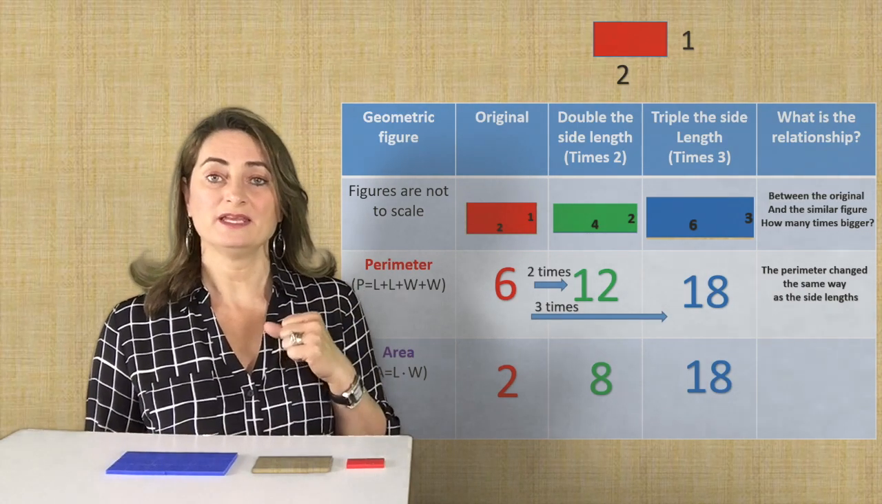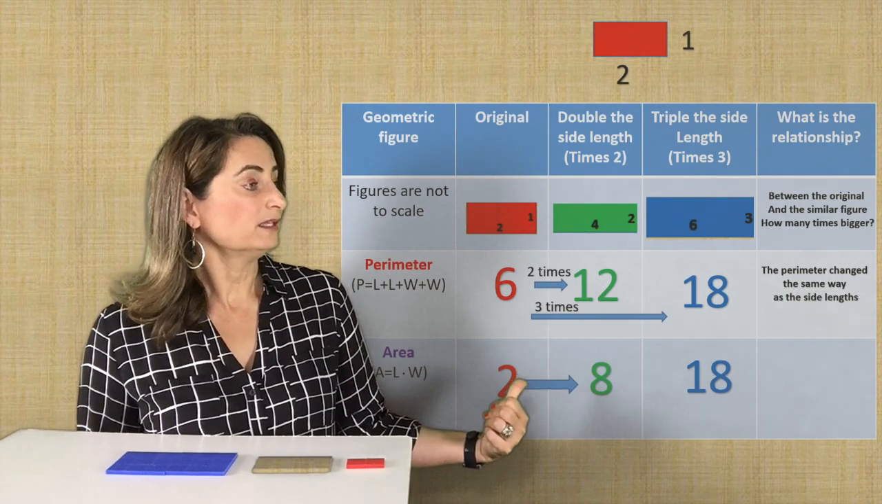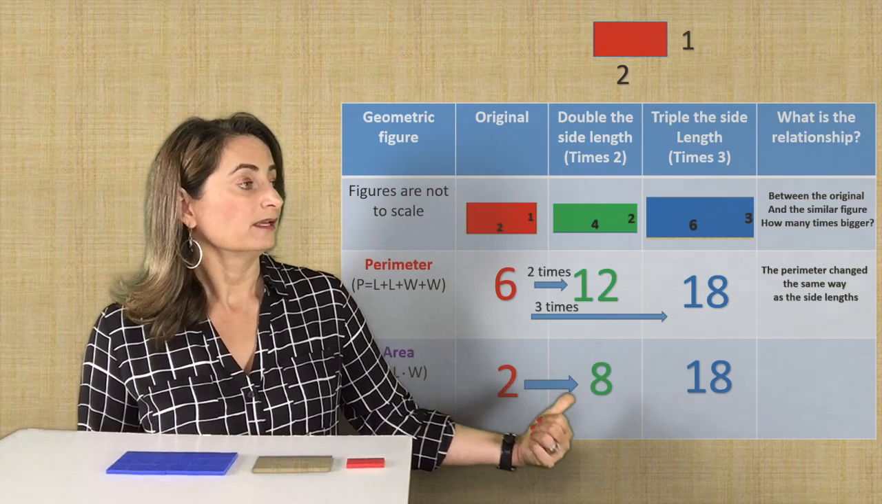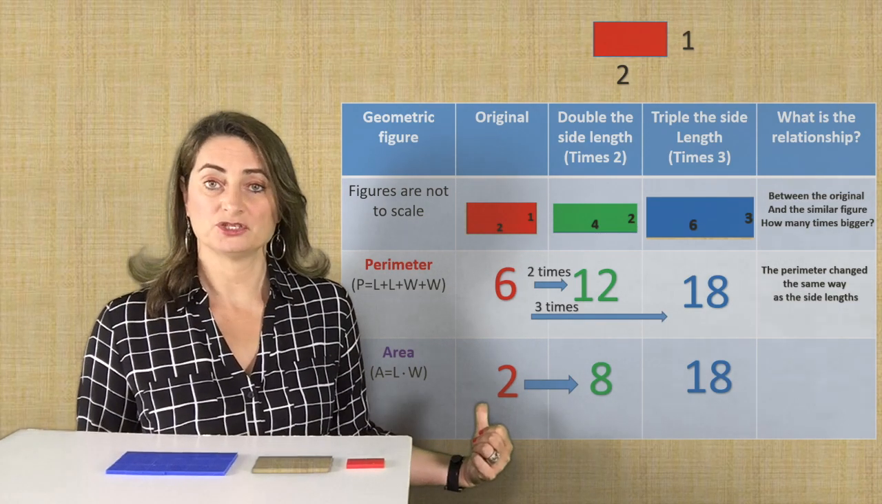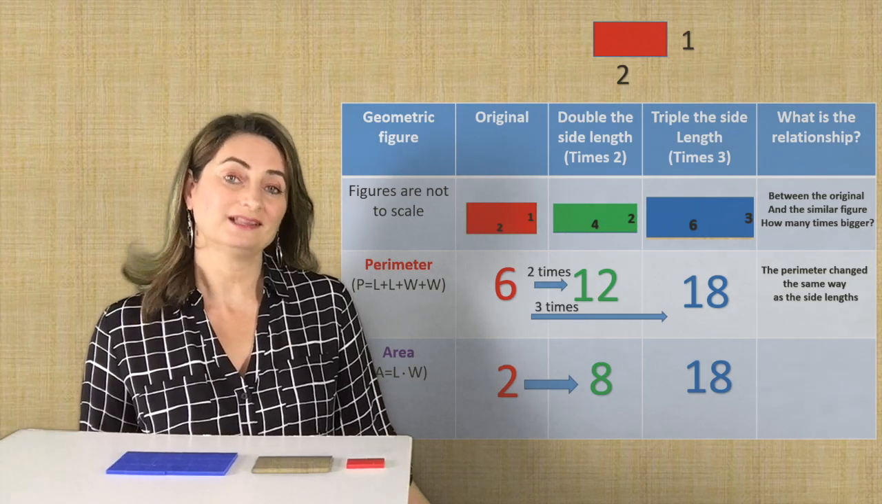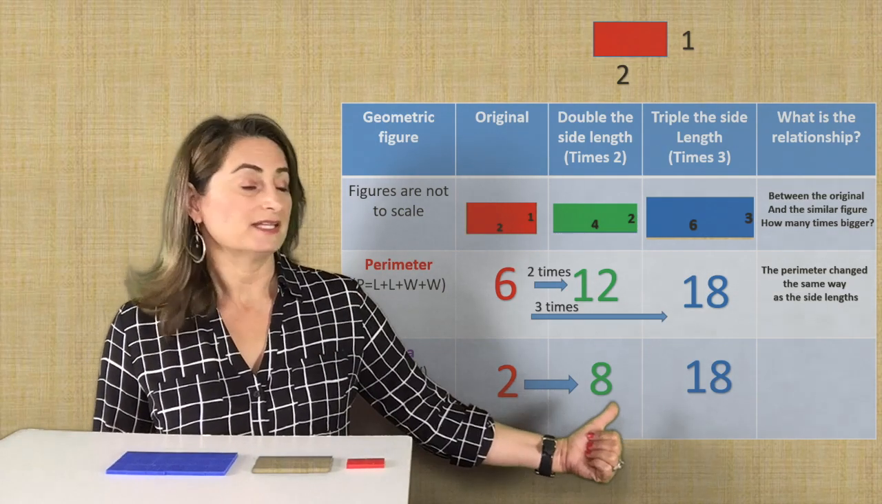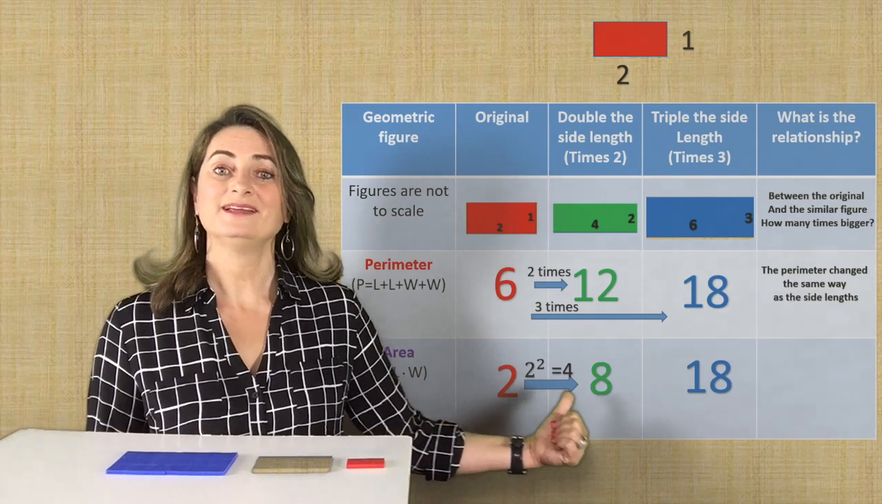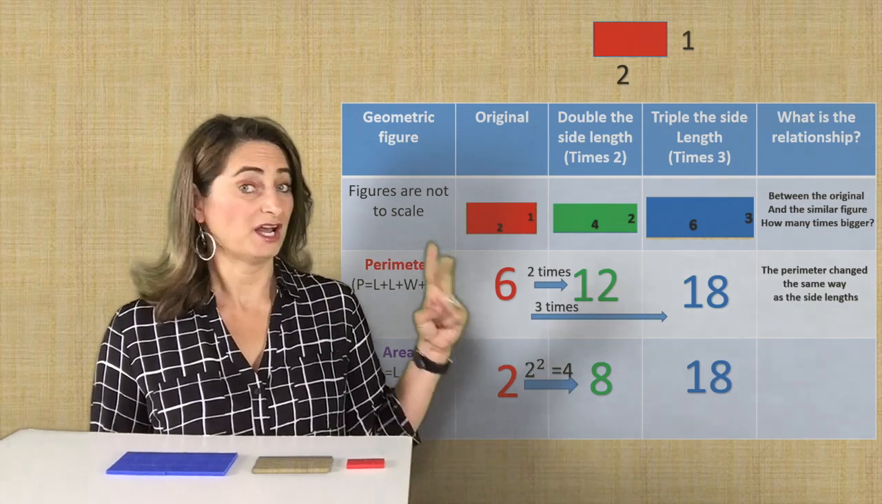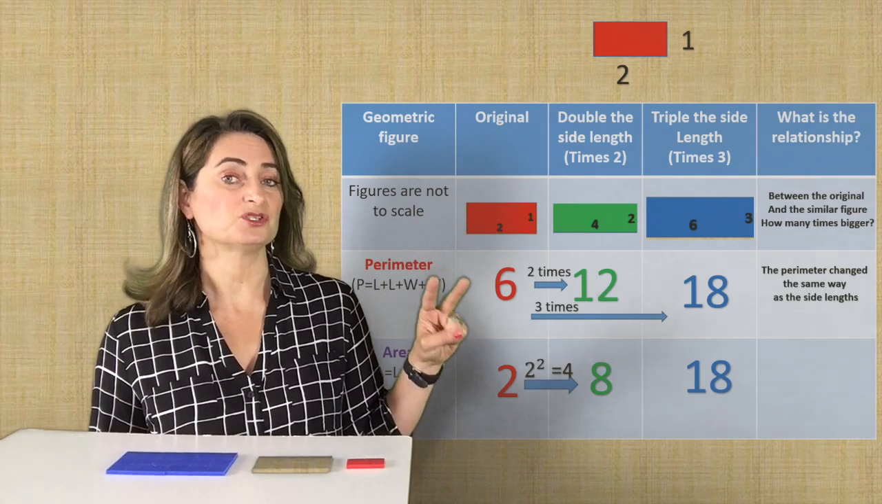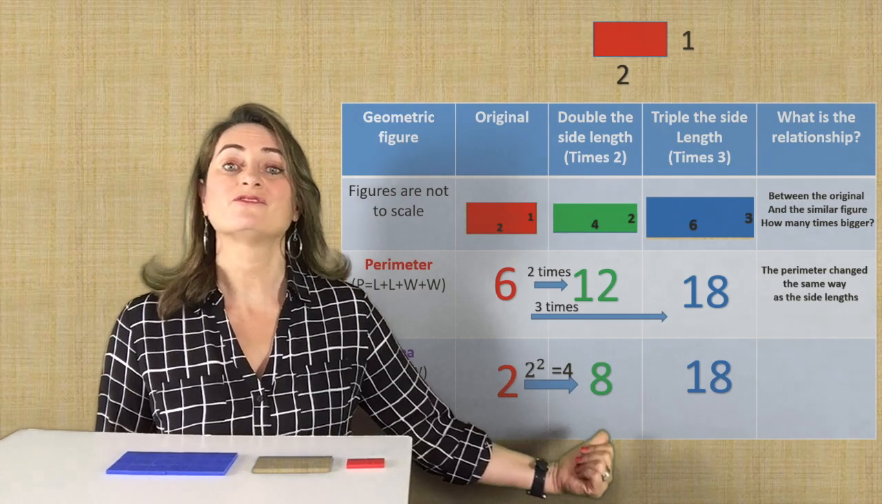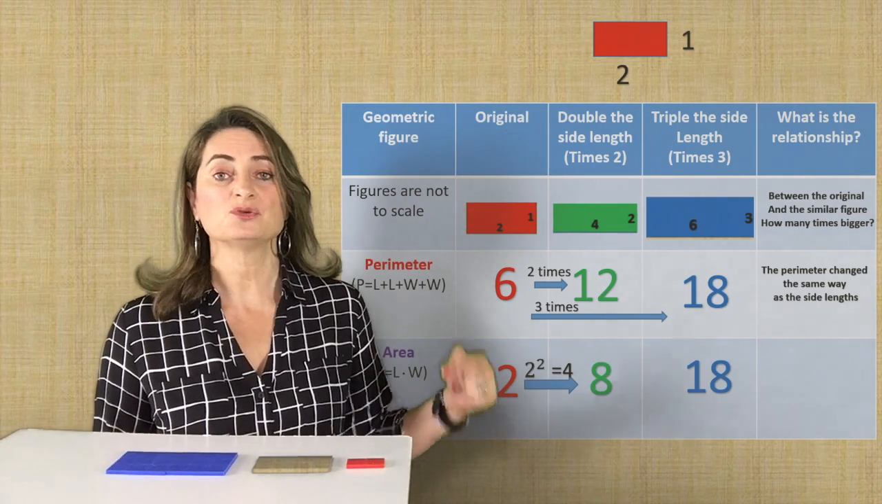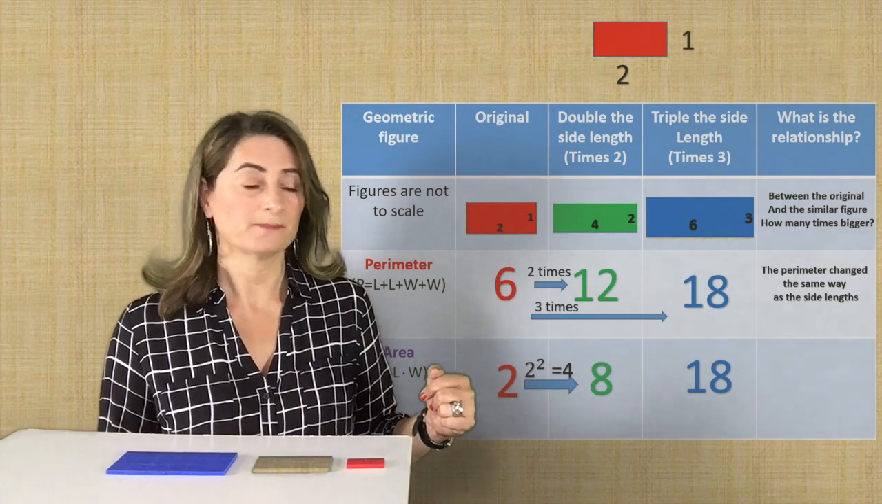Now let's talk about the areas. What is the relationship between the area of the similar figure and the original one? When you double the side length, the area is 8. How many times bigger is 8 than 2? It's 4 times bigger, not 2 times bigger, because when you double, it's 2 times. But the area now is 4 times bigger, which is the same as 2 squared equals 4.